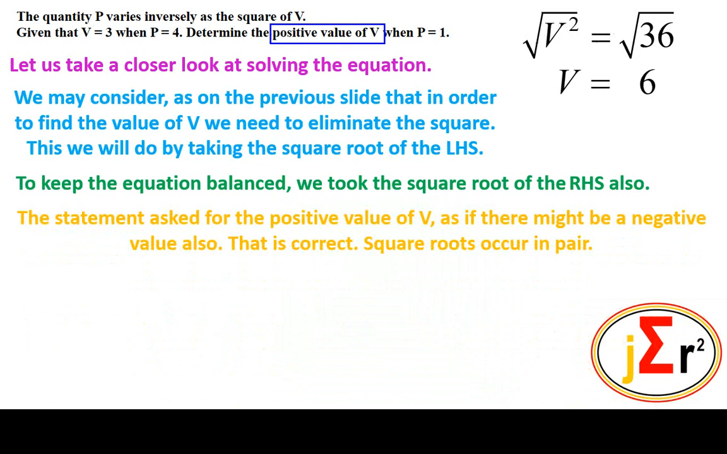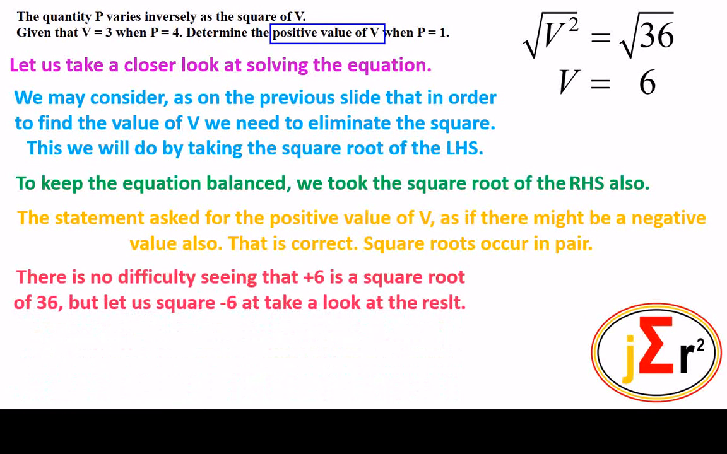Why positive value of v? The statement asked for the positive value of v as if there might be a negative value also. That is correct. Square roots occur in pairs. If we are finding the square root of 36, we have a pair of answers. There is no difficulty seeing that positive 6 is a square root of 36.